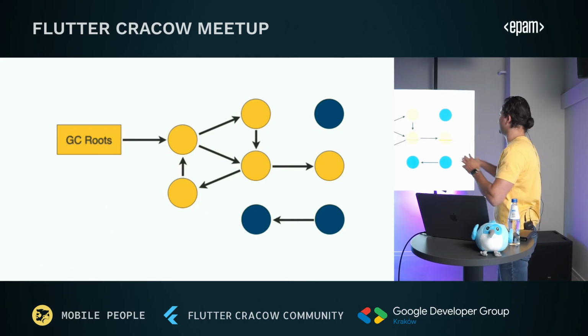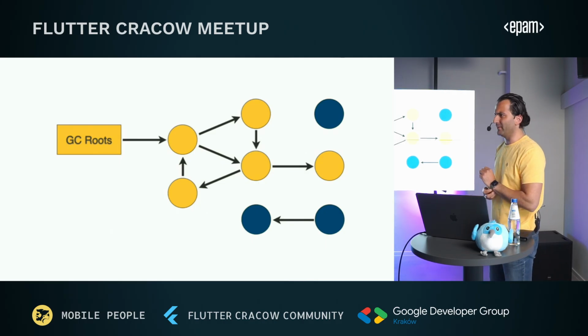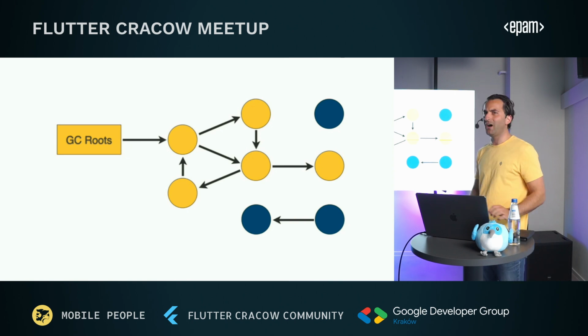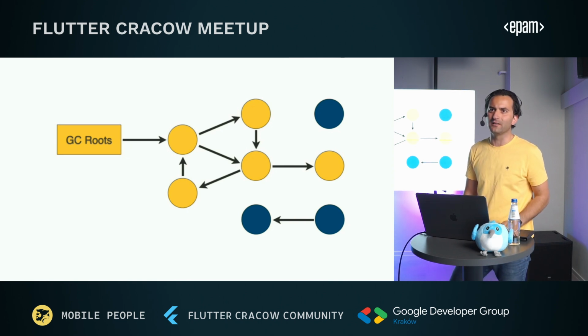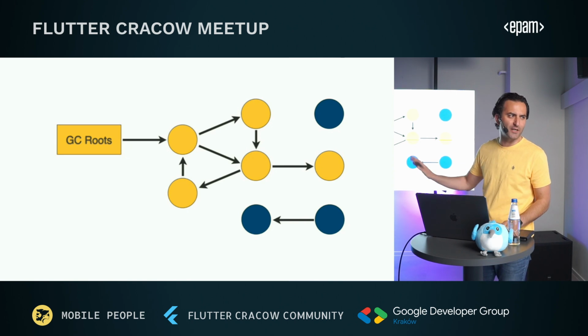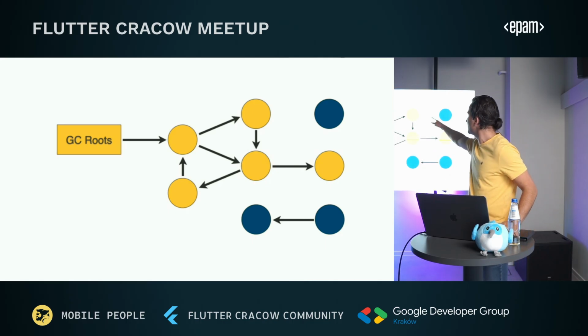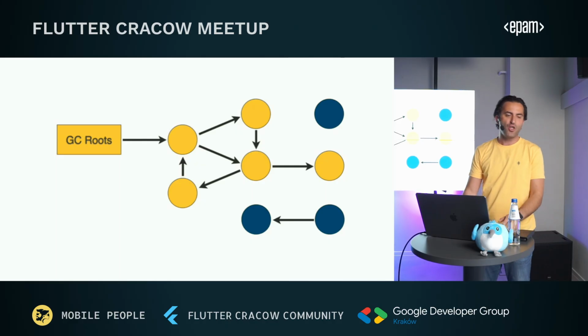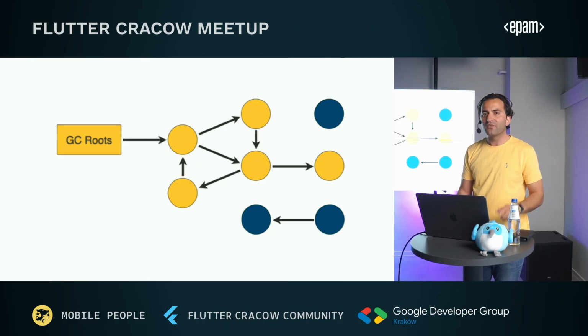So that's the very high level way the Dart VM works. You have that root object, then all of these references. If suddenly something is not referenced anywhere, then the Dart VM takes care of that and just sweeps it away.